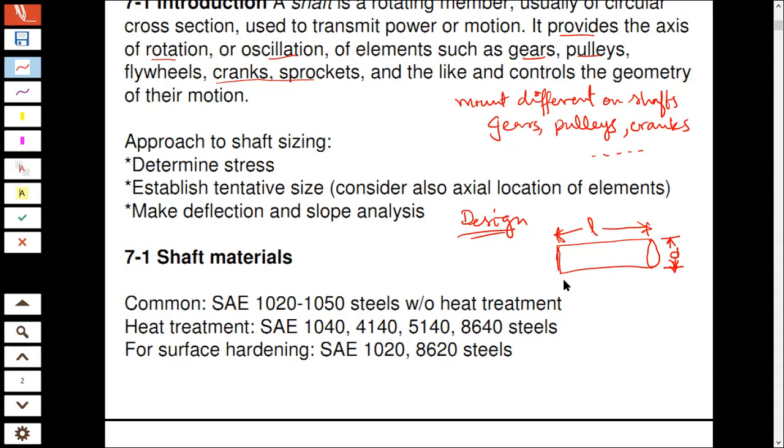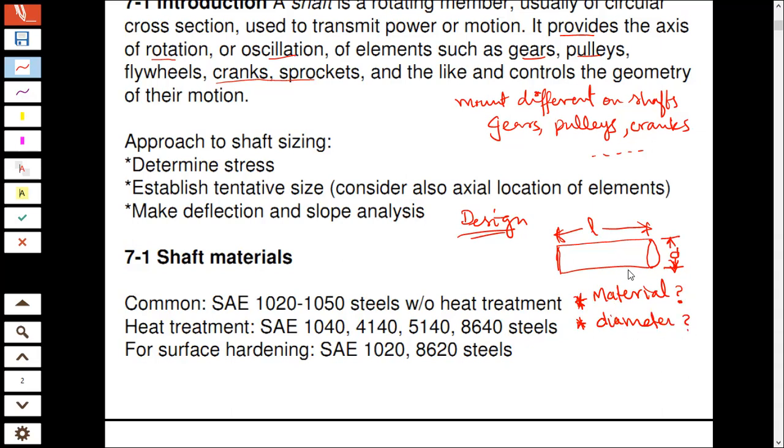So if I want to design this shaft, what am I looking at? The first thing I'll be looking at is what material I should use for this shaft. So I should determine the material when I'm designing a shaft. The second thing would be what should be the diameter of this shaft.